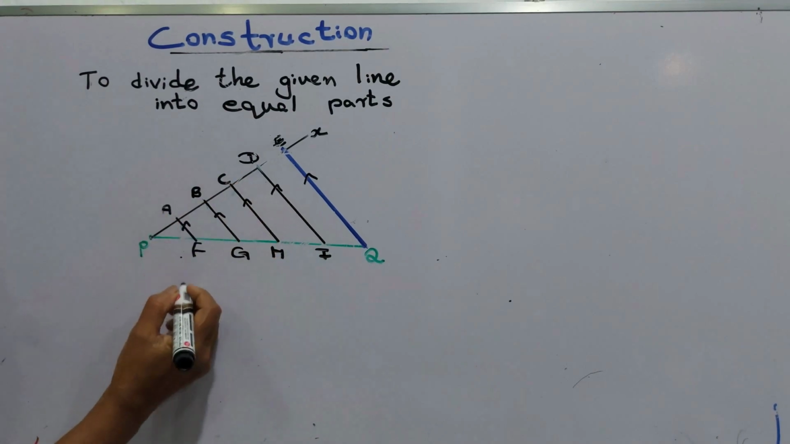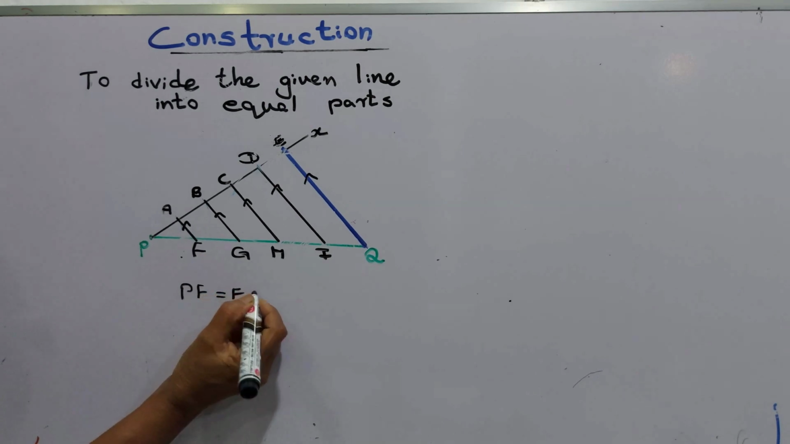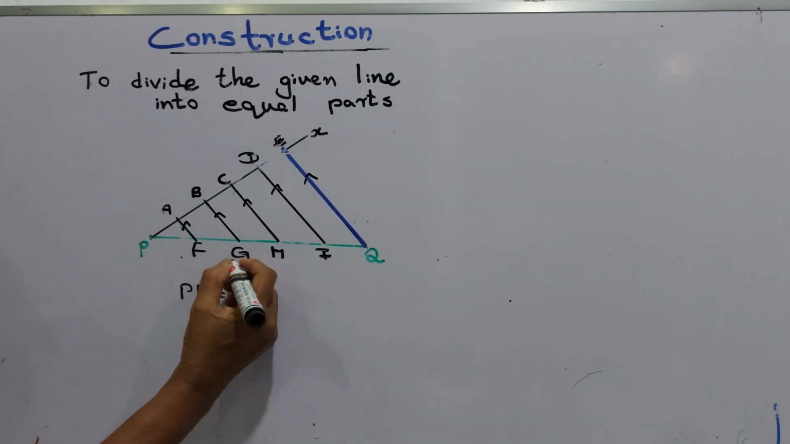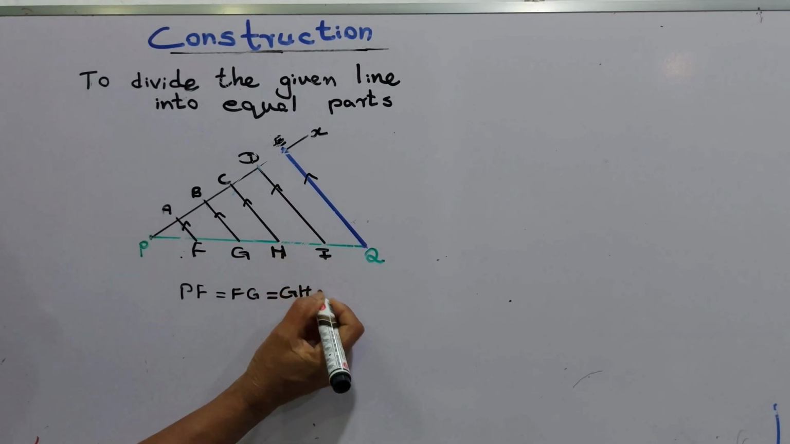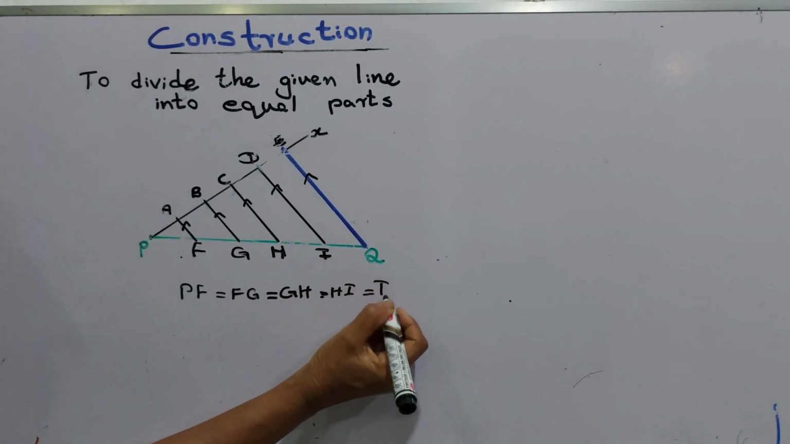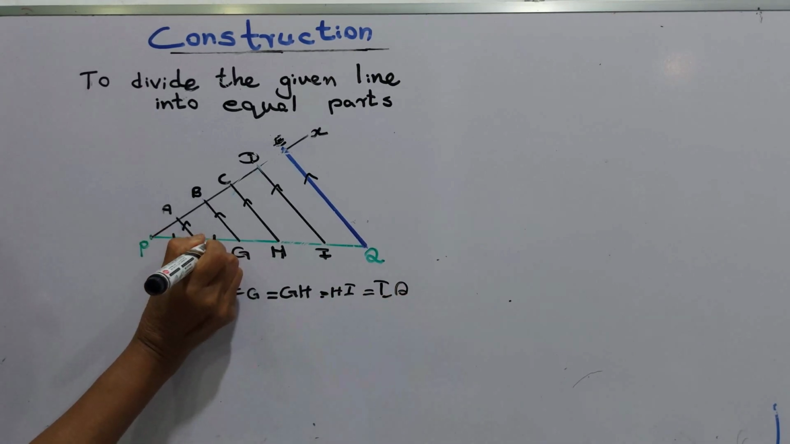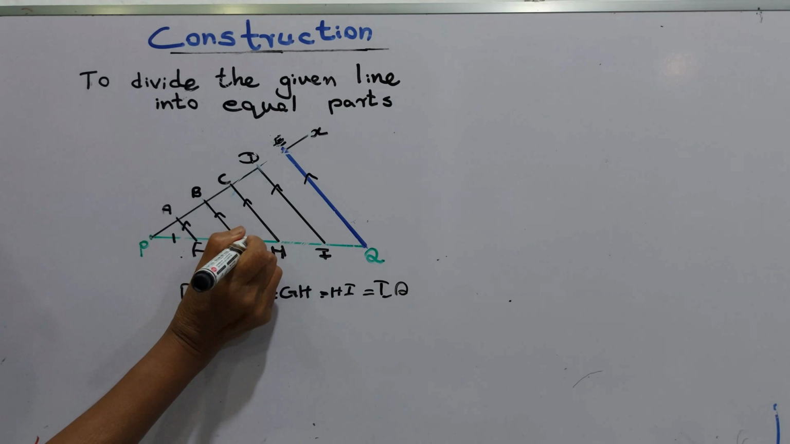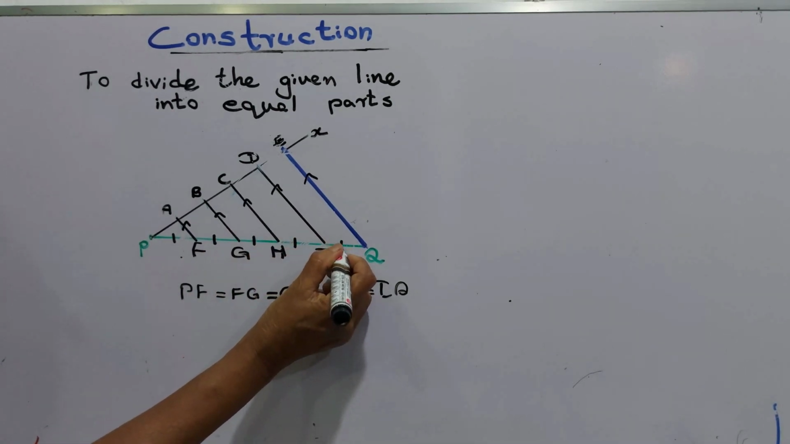Now, PF equals FG, FG equals GH, GH equals HI equals IQ. PF equals FG equals GH equals HI equals IQ.